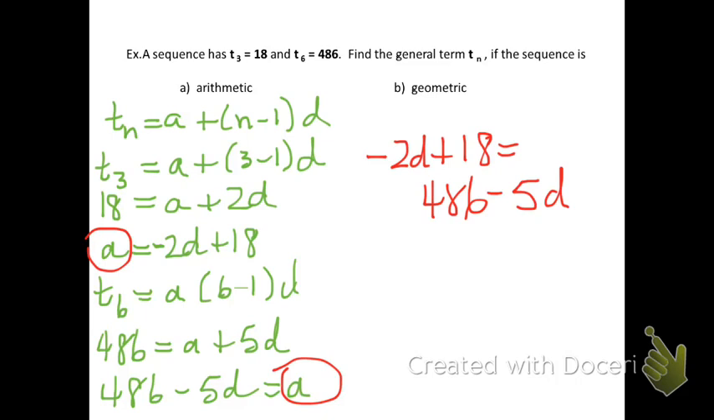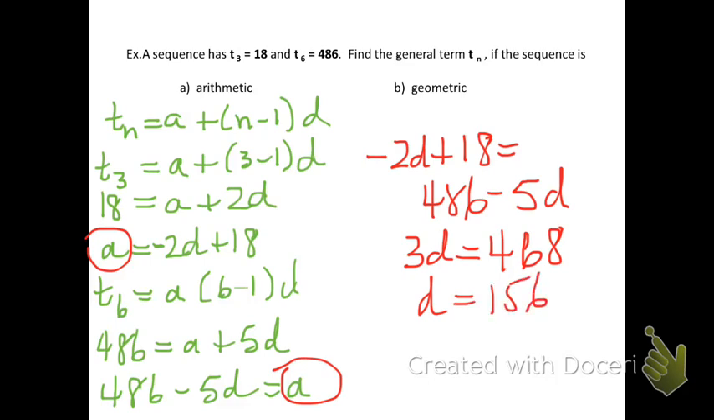And now I'm down to an equation of one variable, and I can solve for d. So this will give me 3d is equal to 468, and so d is equal to 156. And then that will allow me to solve for a. So I'll use this, and when I plug that in, negative 2 times that d value will give me negative 312. Negative 312 plus 18, so I have a is equal to negative 294.